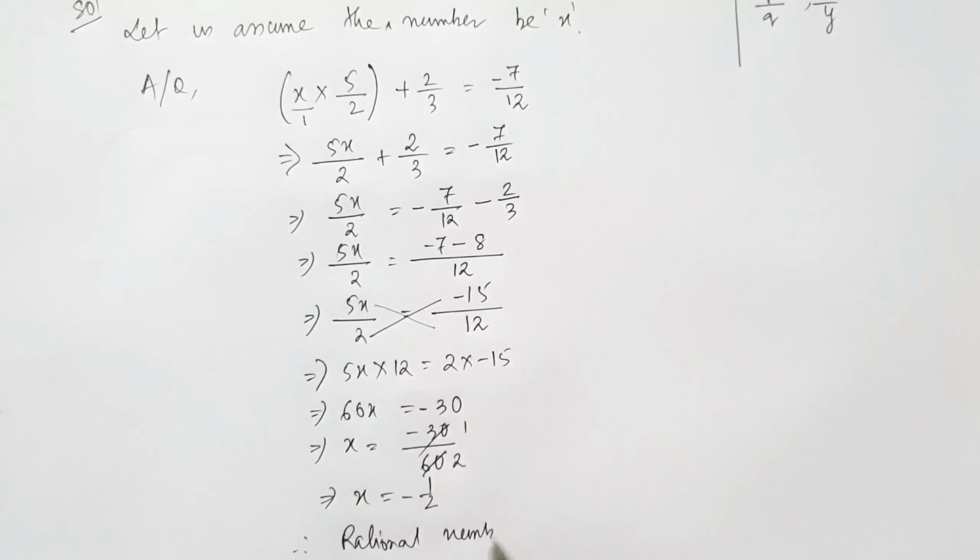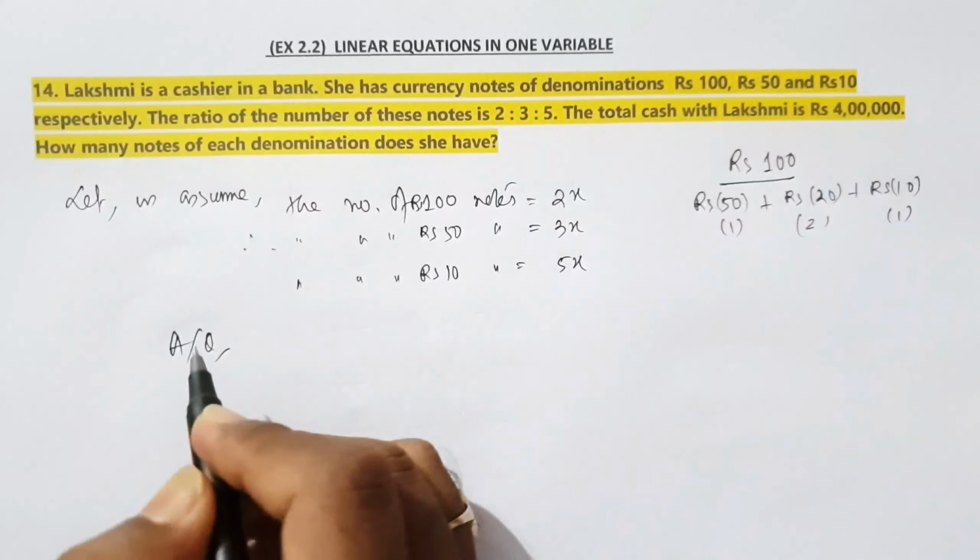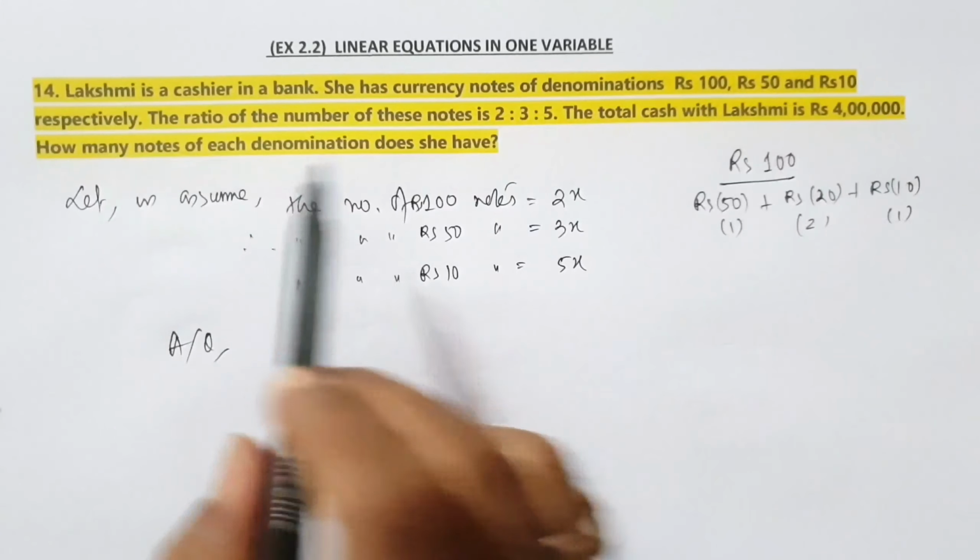So these are the three different denominations. She is having 100 rupees notes, 50 rupees notes and 10 rupees notes. And the numbers, from the question, we have written 2x number, 3x number, 5x number, which we need to find out. Now according to the question, they said total amount she is having 4 lakh.